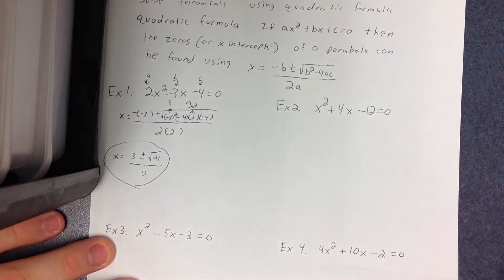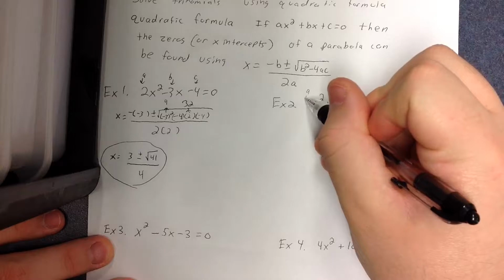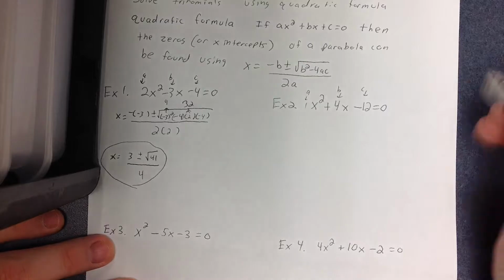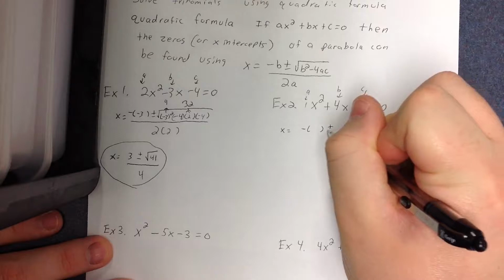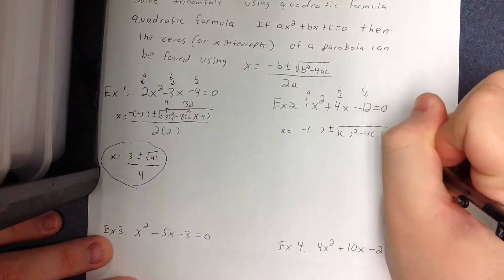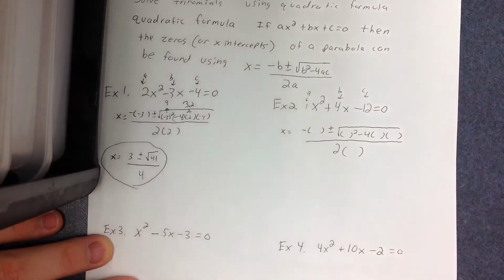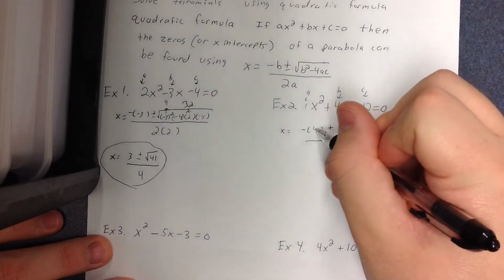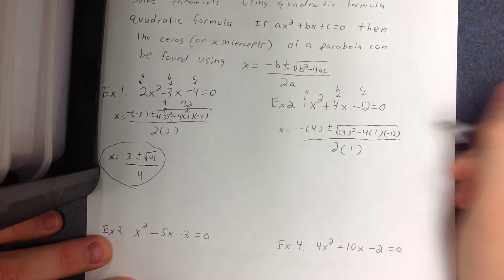Now the second example over here, x squared plus 4x minus 12 equals 0. So a is 1, b is 4, c is negative 12. So again, I write out my quadratic formula, again putting parentheses where all the letters are. So again, b goes here and here, so b is 4. A goes here and here, a is 1, and c is negative 12.